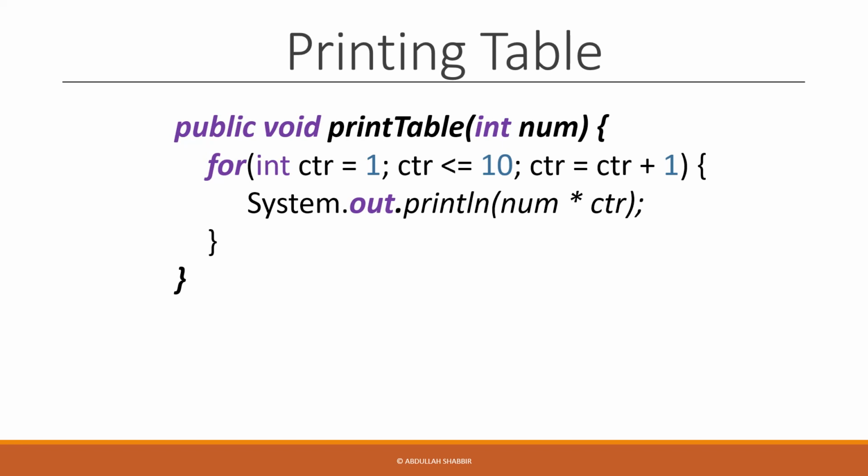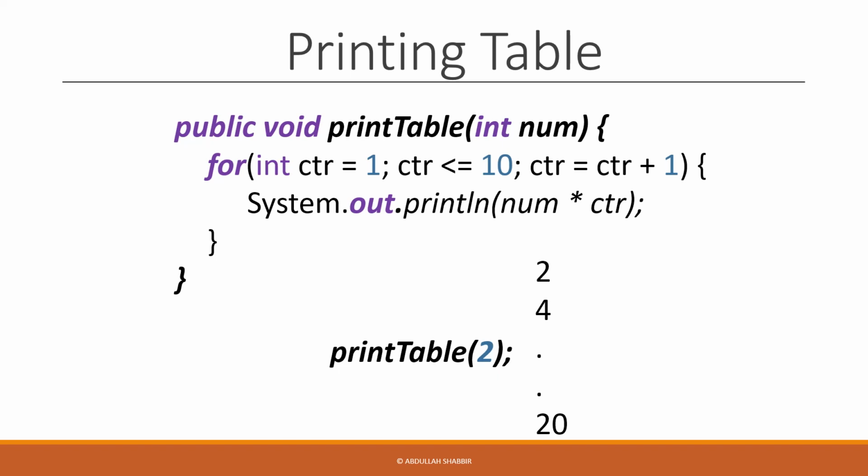Now let's call this function with the argument of 2. When Java runs this program, it will put 2 inside the parameter num, and our variable counter will be set to 1. Then the condition will be checked. In this case, as 1 is less than or equal to 10, the condition is true, which means our loop body will be executed and the first loop will multiply 2 by 1 and we'll get 2 as our first print statement.